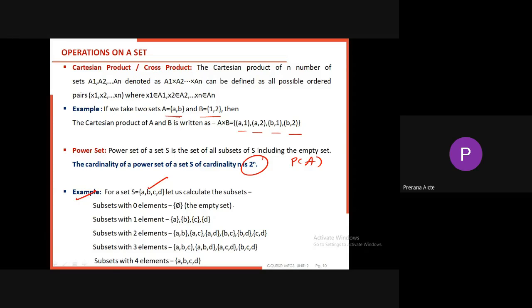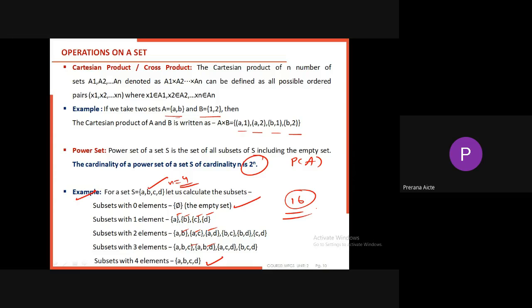Here the point is that the empty set or null set is a subset of every set, and the set itself is also a subset of itself. With one element I can write a, b, c, d; with two elements ab, ac, like that; with three elements like that. If we group all these elements, totally 16 sets are possible, as the set contains 4 elements.